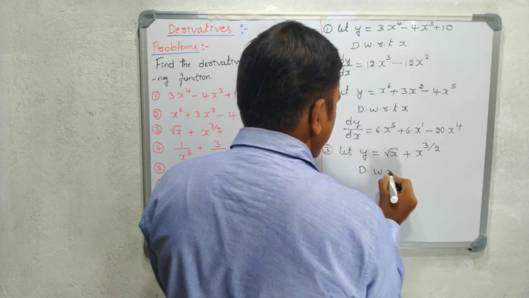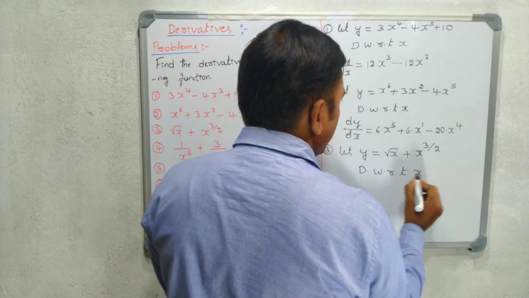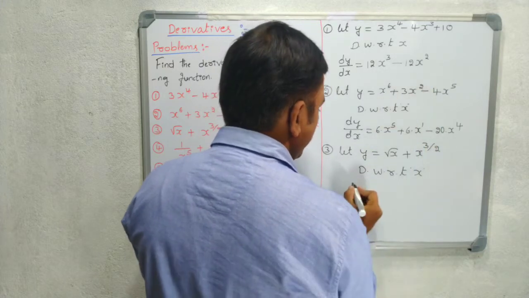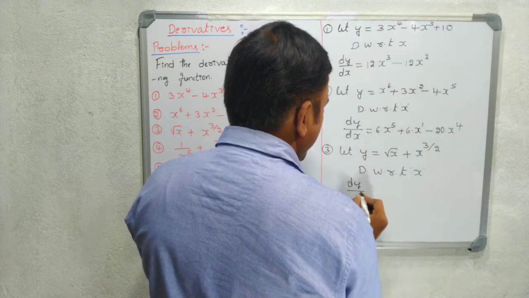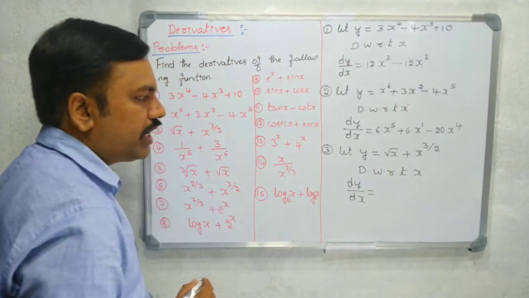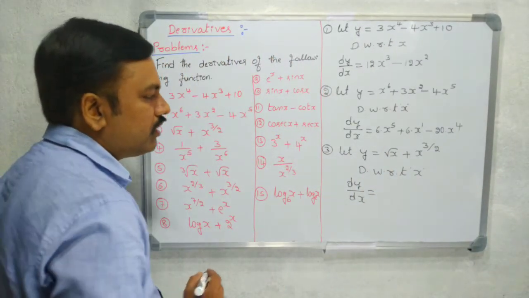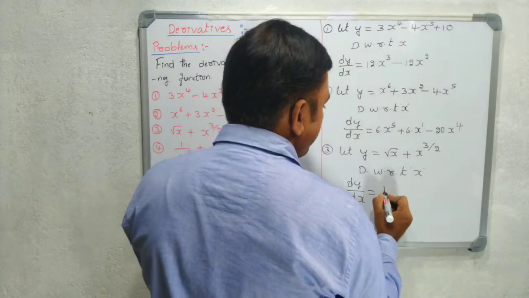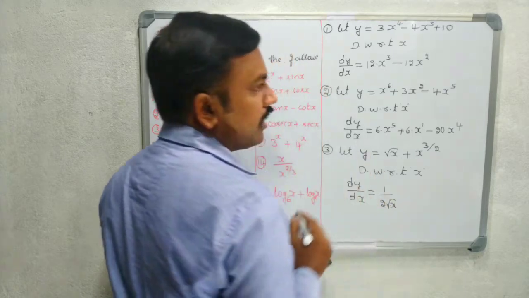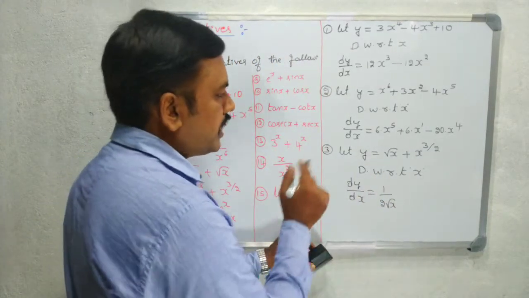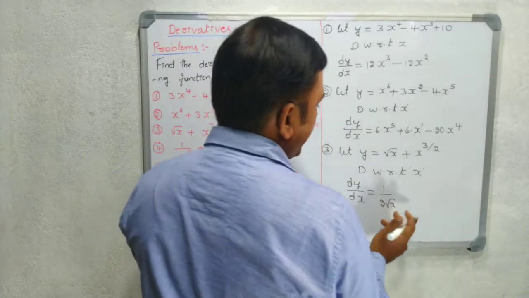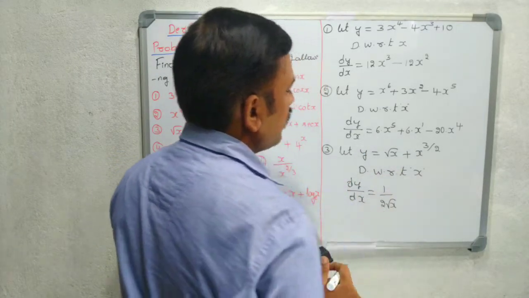Differentiate with respect to x, that gives dy by dx is equal to, what is the differentiation of root x? The differentiation of root x is 1 divided by 2 root x. I have told you that formula. So I directly write that as 1 divided by 2 root x.